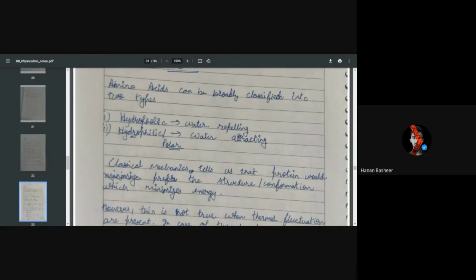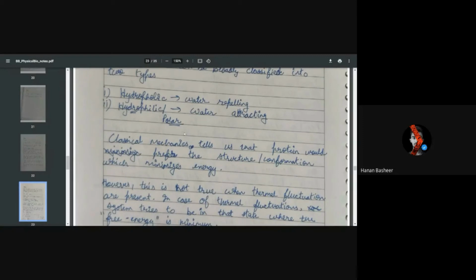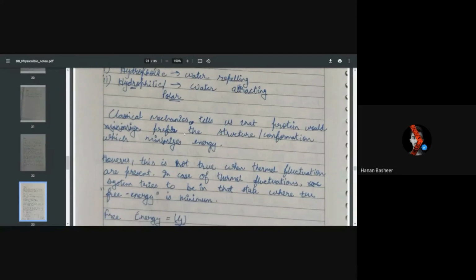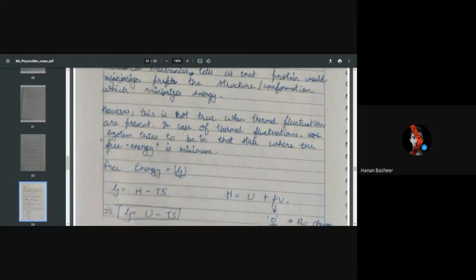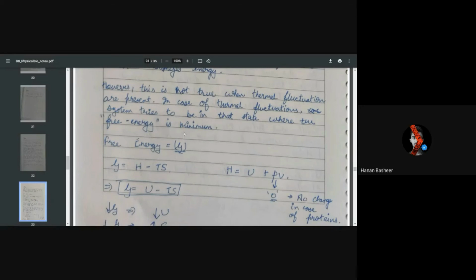The amino acids can be broadly classified into two types: hydrophobic, which is water repelling, and hydrophilic, which is water attracting. Classical mechanics tells us that the protein would prefer a structure or conformation which minimizes energy. However, this is not true when thermal fluctuations are present. In case of thermal fluctuation, systems try to be in a state where the free energy is minimum.